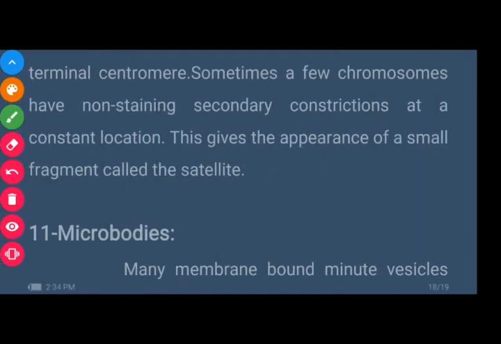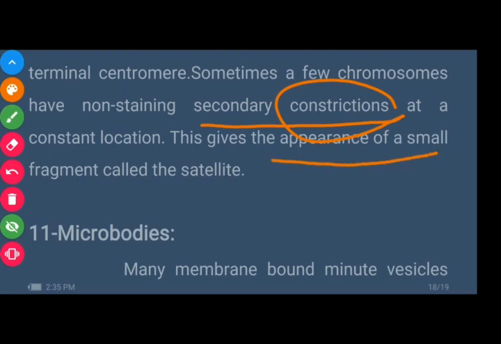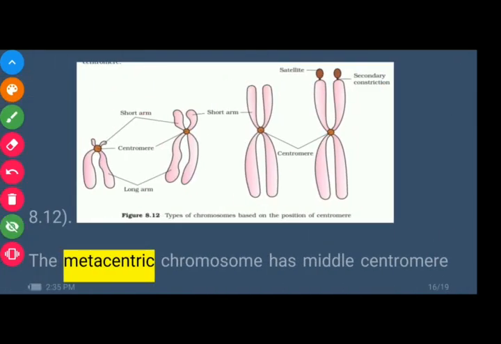Now our next topic is the secondary constriction. Sometimes a few chromosomes have a non-staining secondary constriction at a constant location, and this gives the appearance of a small fragment called the satellite. See, this is the figure, and inside it a secondary constriction is present, which is non-staining in nature. The secondary constriction gives rise to the satellite.